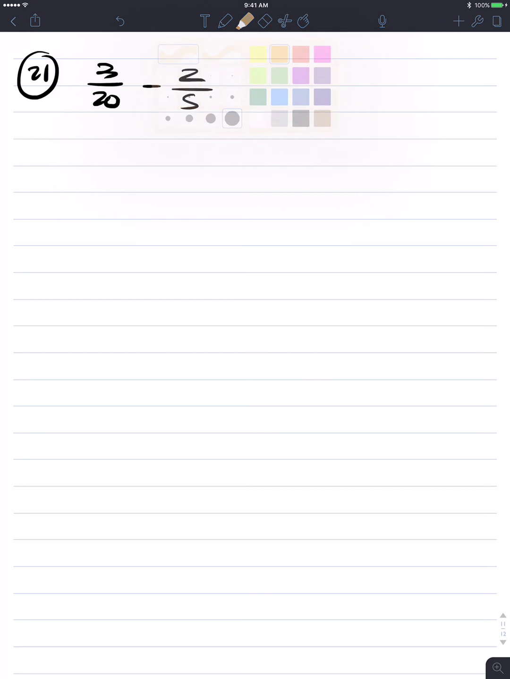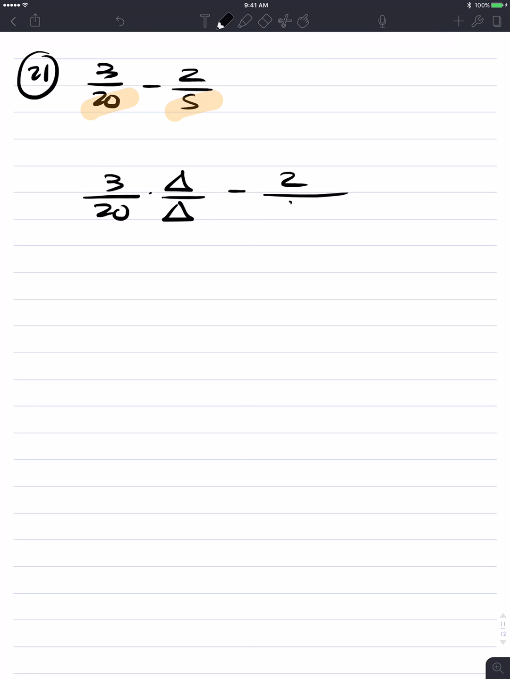Number 21. Three 20ths minus 2/5. These denominators are not like. We're going to have to use our format. We're going to need to know what the LCM of 20 and 5 is.